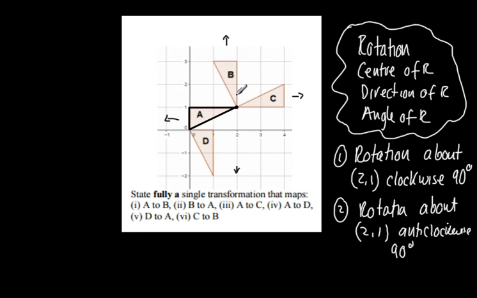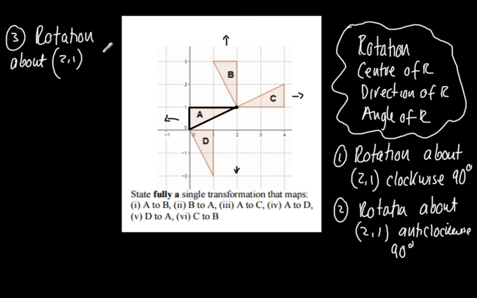Okay, A to C. Let's look at A to C. Well, A to C is going to, again, be a rotation. It gets boring doing this each time, but we need to state it, we can't say anything but a rotation. We give the coordinates of the centre of rotation. Again, this is 2,1, they're the coordinates.